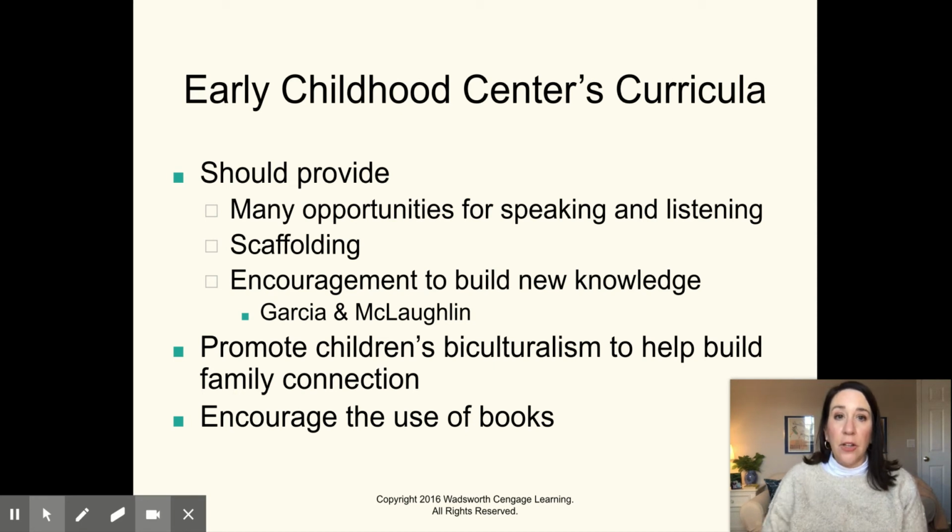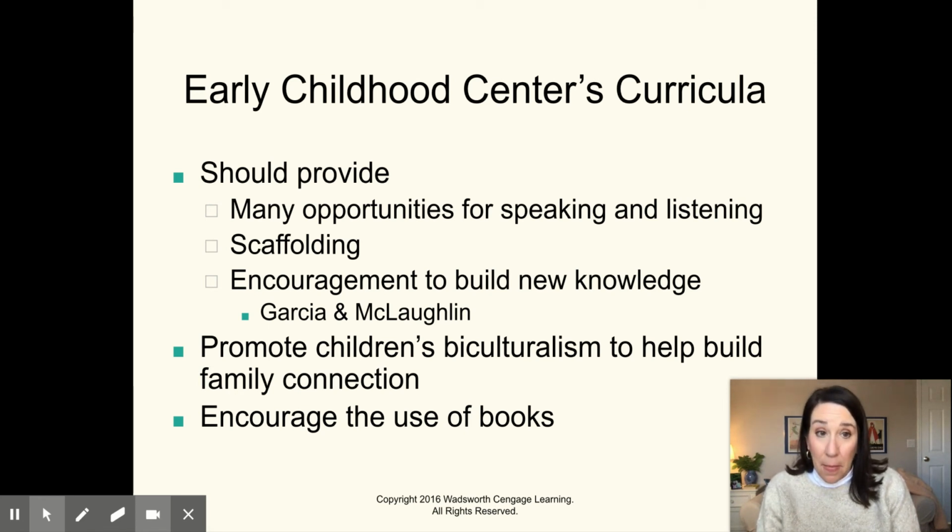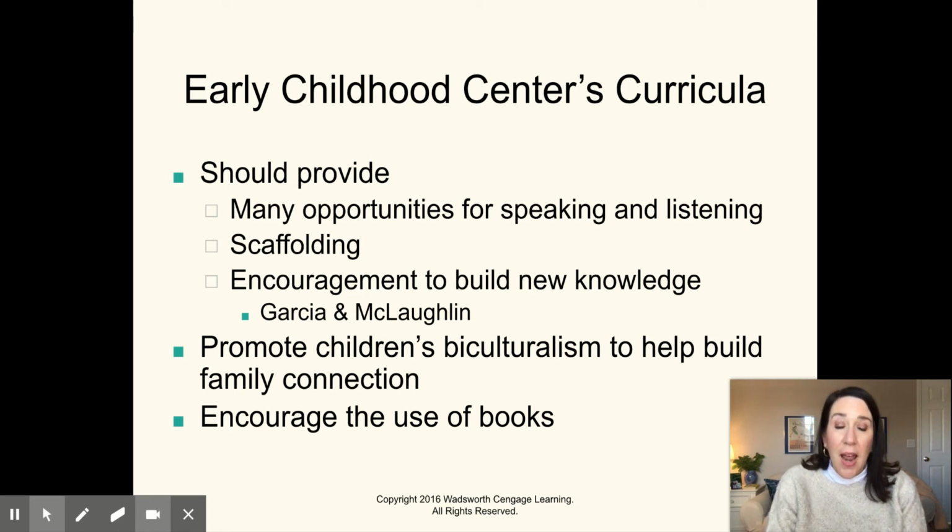Promote children's biculturalism to help build family connection. This one can be tough. Sometimes children and parents lose some connection because the children are speaking English at school and they're speaking whatever language at home. The parents may not be proficient English language speakers, so they don't know what's going on. It makes it harder for those children. And so it's important that you try to help them as much as you can to keep that family connection.